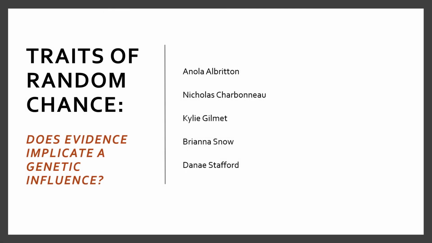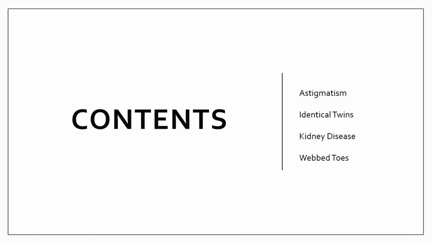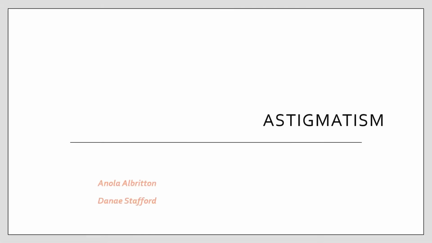traits of random chance? Or does evidence implicate a genetic influence? The traits discussed in this presentation are astigmatism, identical twins, kidney disease, and webbed toes. Astigmatism, presented by Anola Albritton and Danae Stafford.